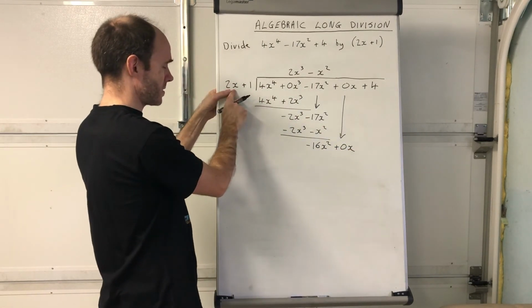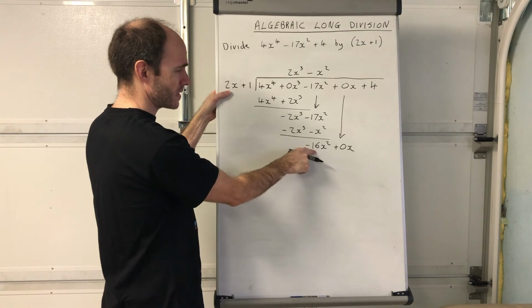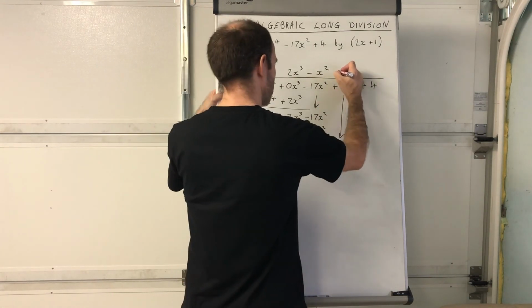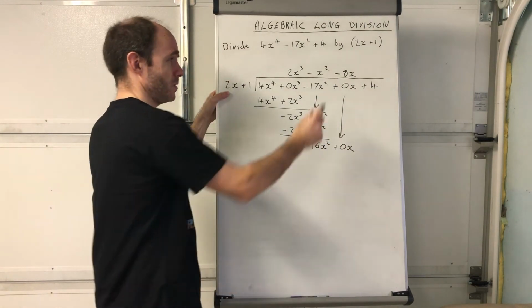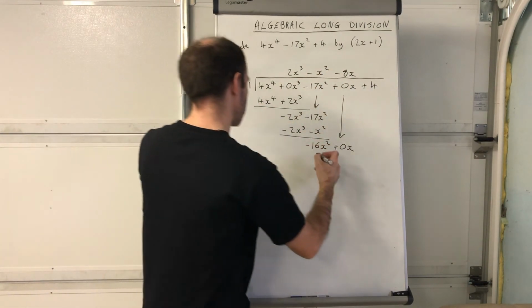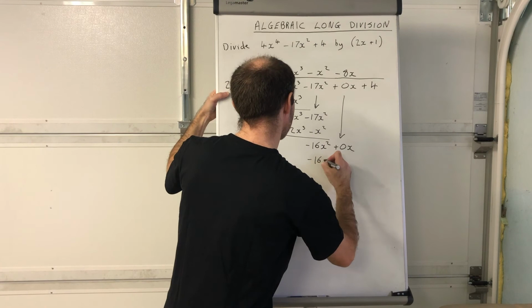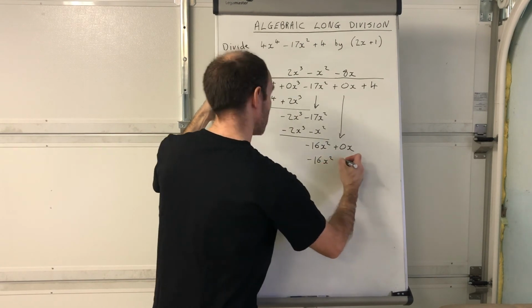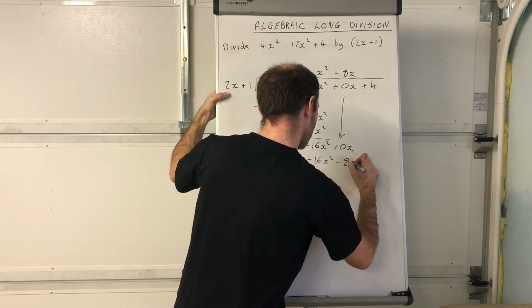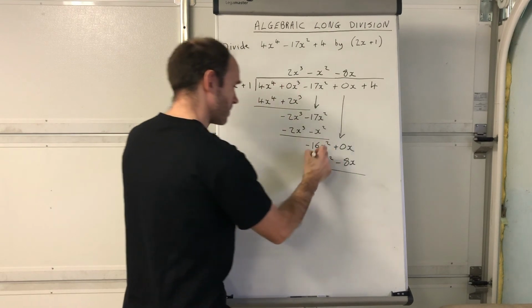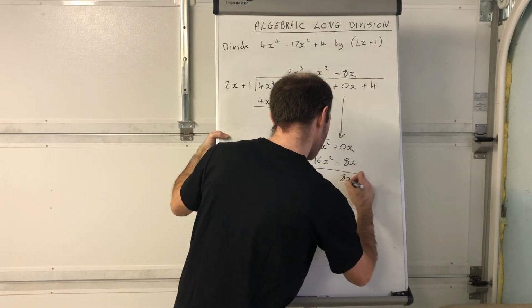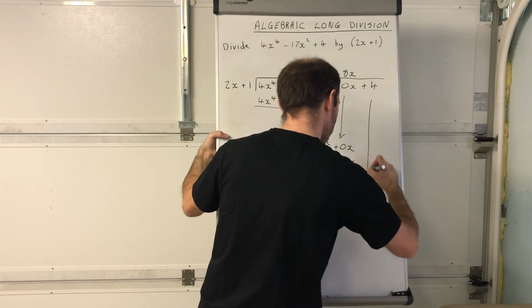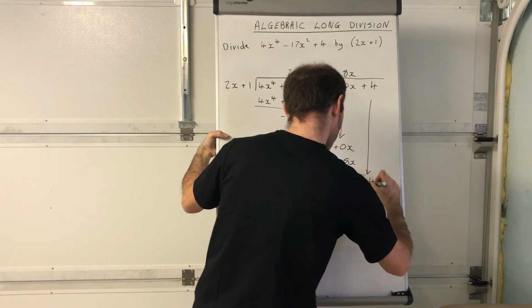So 2x multiplied by what gives you negative 16x squared? So the answer is negative 8x. And then we do negative 8x times all of this. So that's negative 16x squared, subtract 8x. Find the difference between them. That subtract that is 0. This subtract this gives you positive 8x. Bring down the plus 4. And then do it again.